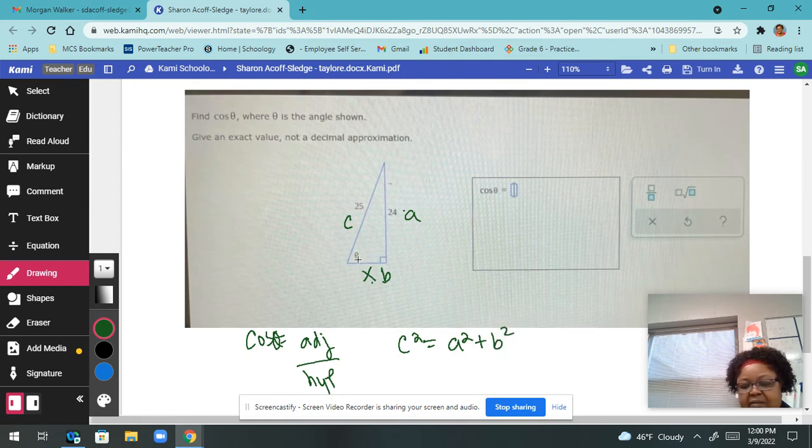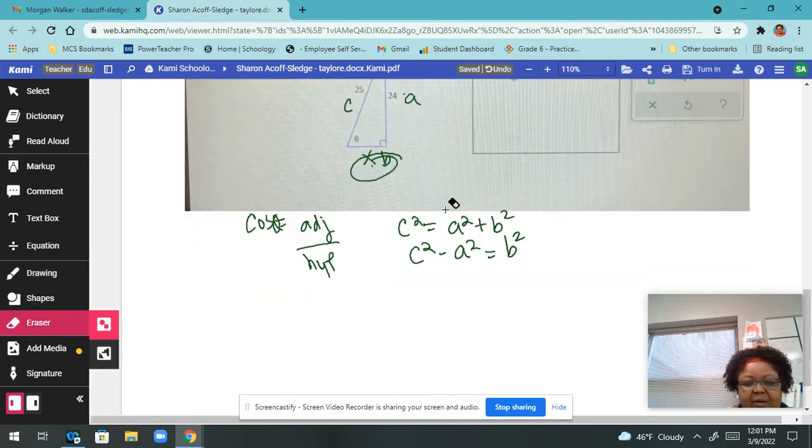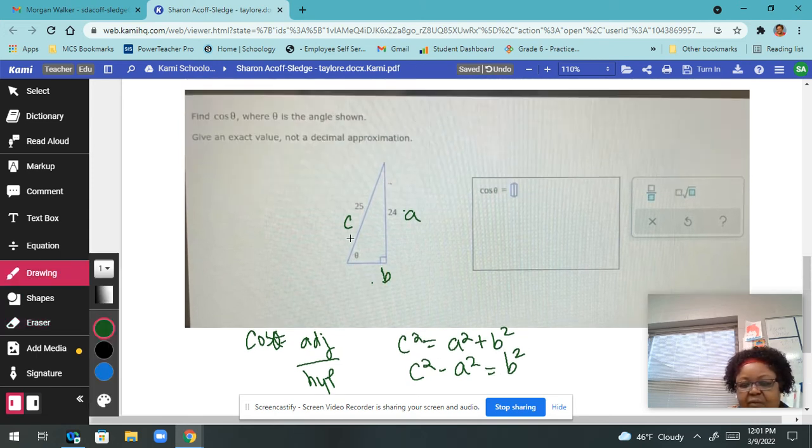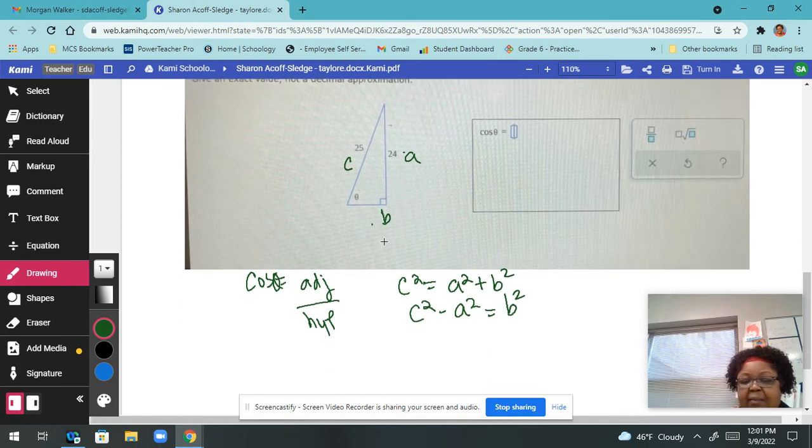And a quick way to do that, if I want to find B, C squared minus A squared is equal to that other side, B squared. I put an X, I can just call it B. So if you're looking for the hypotenuse, you would add these two. If you're looking for one of the sides, subtract the side you know from your hypotenuse. And remember, your hypotenuse is always your longest side, and it's always opposite your right angle. So I can say 25 squared minus 24 squared equals B squared.